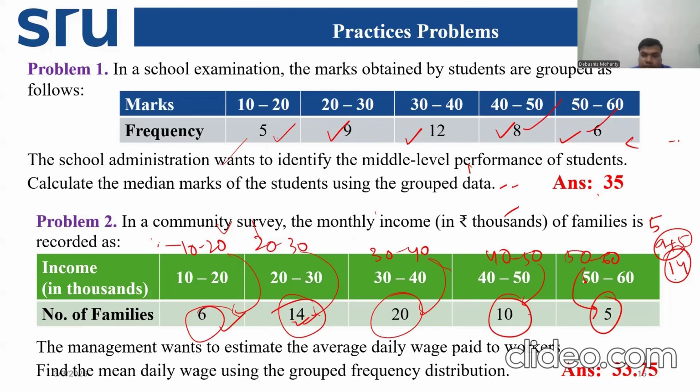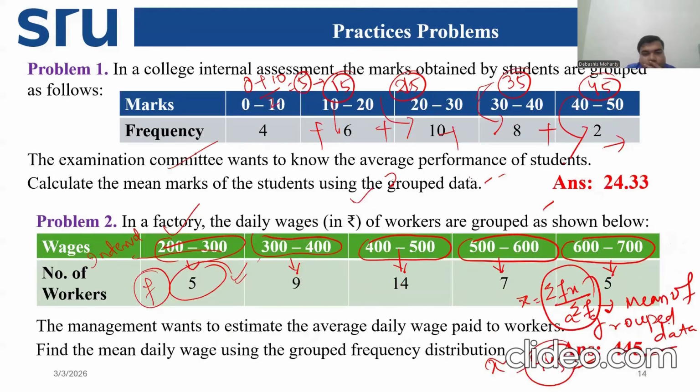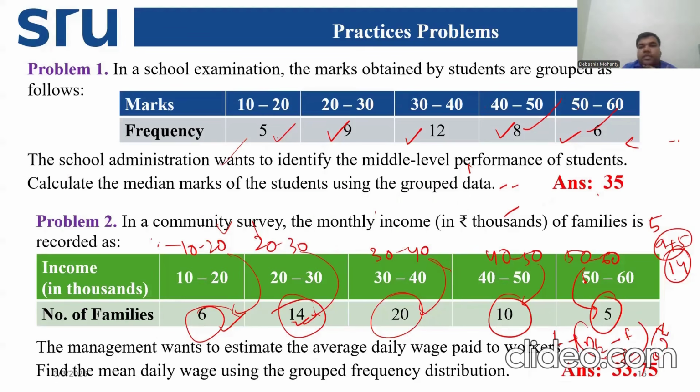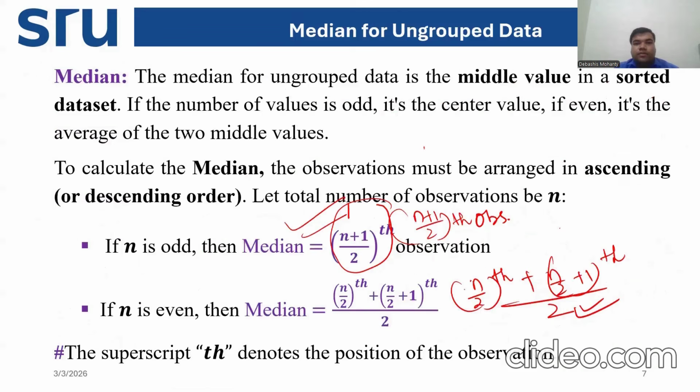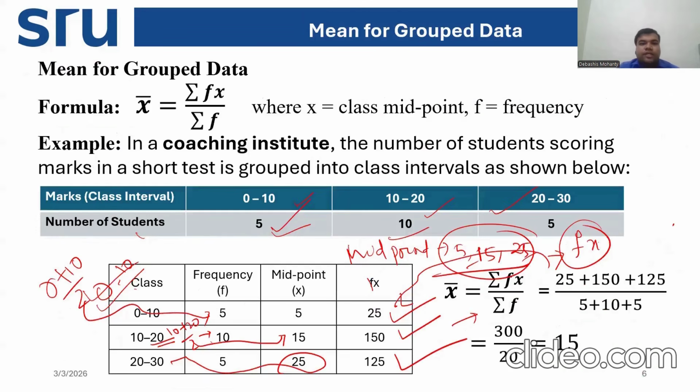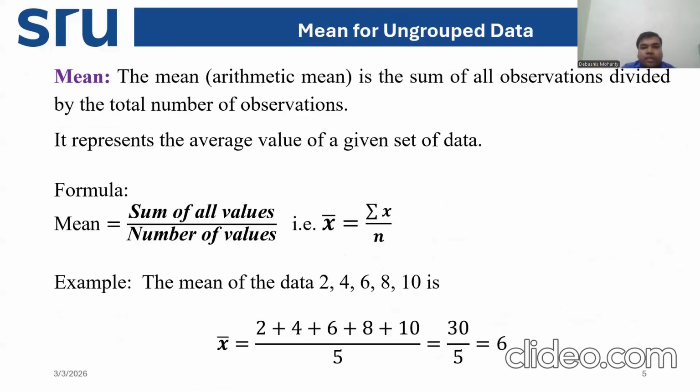So we also apply the same formula, that is L plus (n by 2 minus capital F) divided by small f into h, so that we can get the answer 33.75. Okay, students, thank you for listening to this lecture on the measures of central tendency, that is, calculating the mean and median. Any doubt, please ask me, so that we can discuss the overall summary of this lecture.